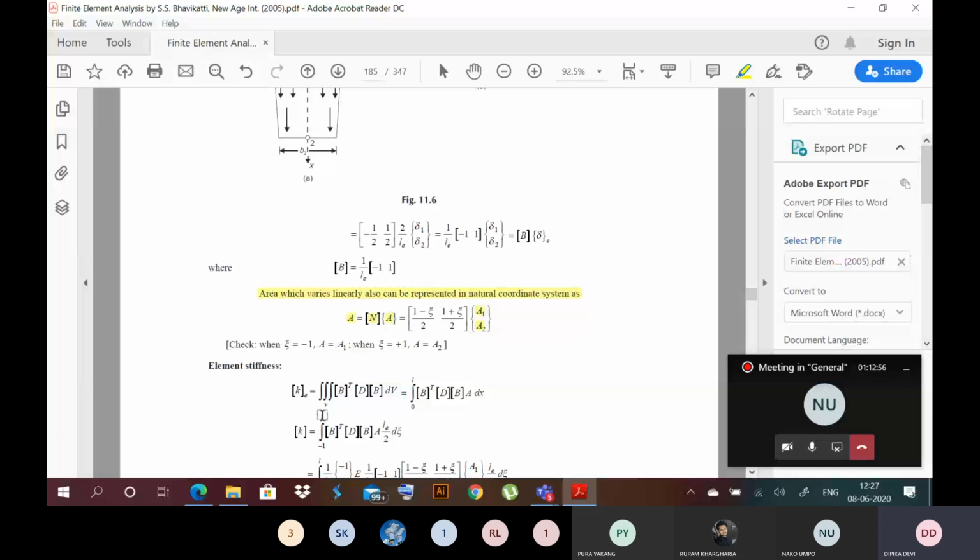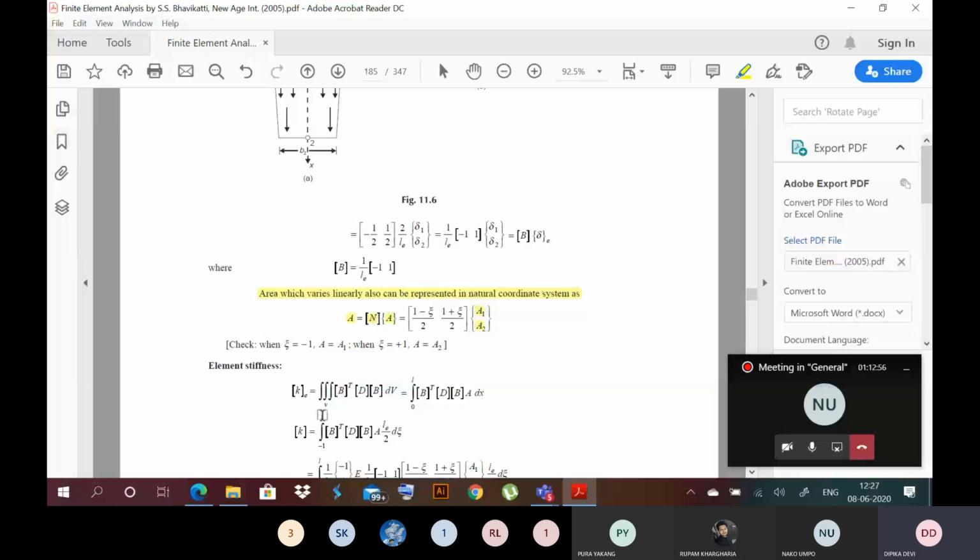A is a function of xi, so the integration over area we can remove. Ultimately we will have integration over the length. Integration over area will be equal to A, but A varies along the length of the element, so you cannot take A out of the integration. That is the difference. So in place of this A in this equation, we will use the expression A is equal to N into A, and replace A by this expression.